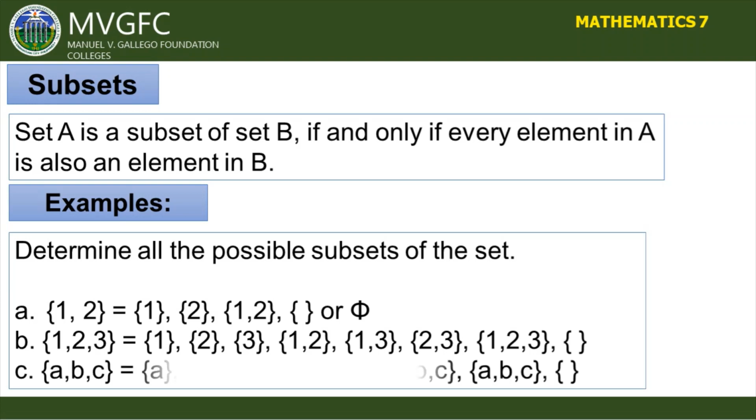Okay, so same with letter C. We have A, B, C. So what are the subsets? We have A, we have B, we also have C. Then join, we have AB, we have AC, we have BC, and we have ABC, and lastly, once again, we have the null or empty set.